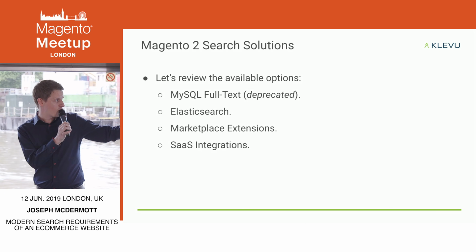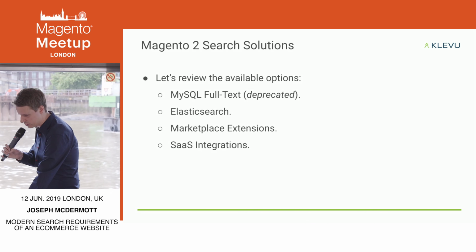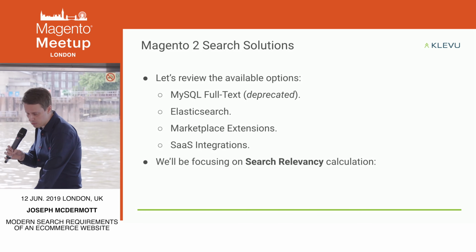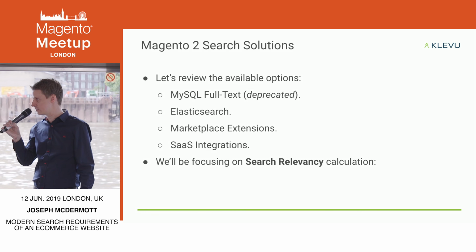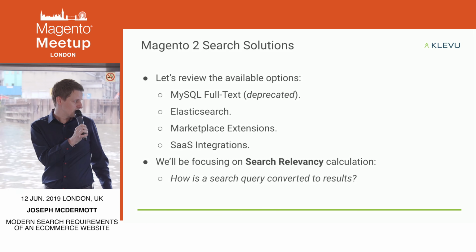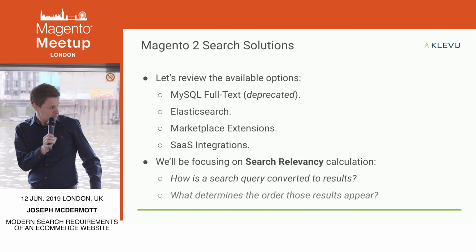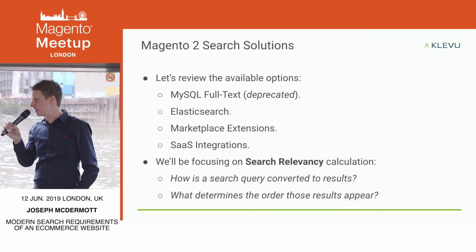Okay, so I'm not going to talk about MySQL full text. I'm going to be focusing on these 3, starting with Elasticsearch. But on each of them, I'm going to be focusing on search relevancy, as I mentioned previously. So what does this mean? Search relevancy is how a search query is converted into results and what determines the order in which those results appear.